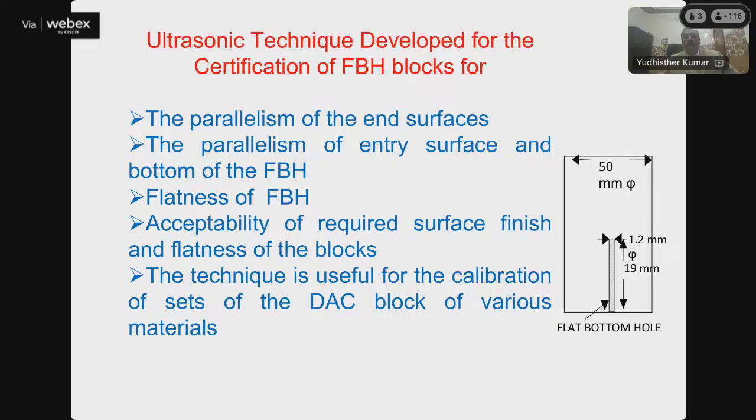This flat bottom hole echo response shows the comparison of the flatness of this hole. The technique is useful. The technique which we use is for the calibration of a set of DSC blocks for various materials. It is very useful, and it takes less time to calibrate as compared to dimensional standards.